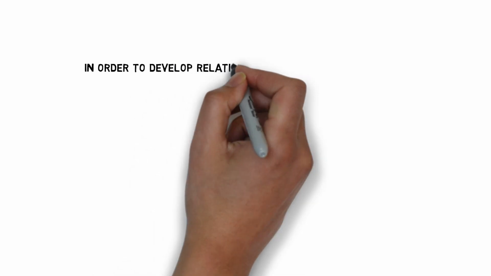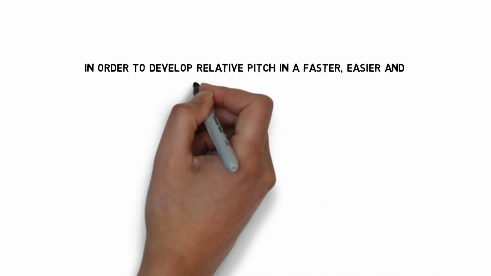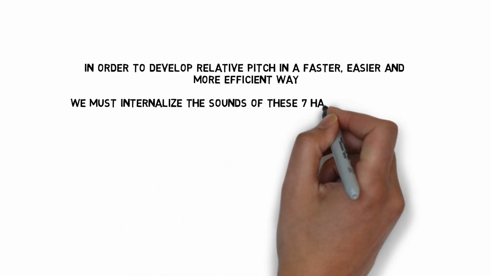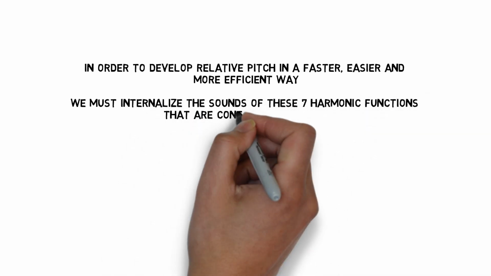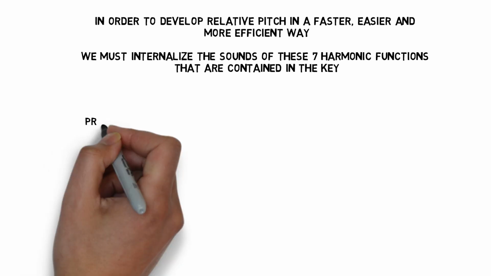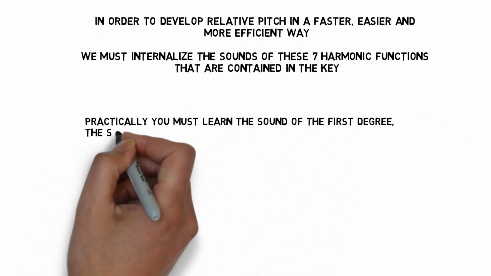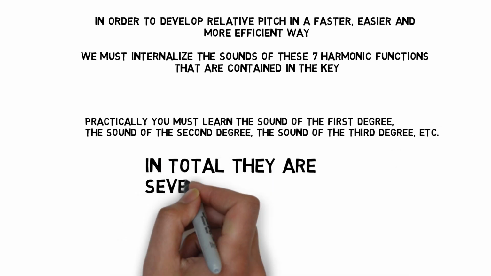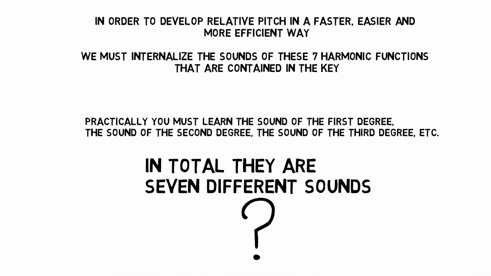In the key of C, the notes would be these. Good. Why am I explaining this to you? It's because if you want to develop relative pitch in a faster and more efficient way, it's useful to learn to distinguish the sounds of the 7 harmonic functions that are contained in the key. For example, you must learn what is the sound of the first degree, the sound of the second degree, that of the third, and so on, till the 7th degree. In total, they are 7 different sounds.